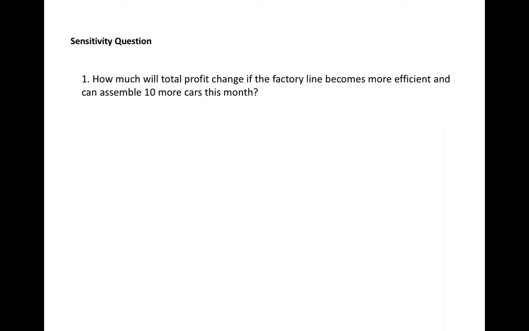Here's the first problem. How much will total profit change if the factory line becomes more efficient and can assemble 10 more cars this month? When you see this question, we know that this is about the right-hand side of my capacity constraint. The right-hand side of my capacity constraint is increased by 10. It becomes 110.